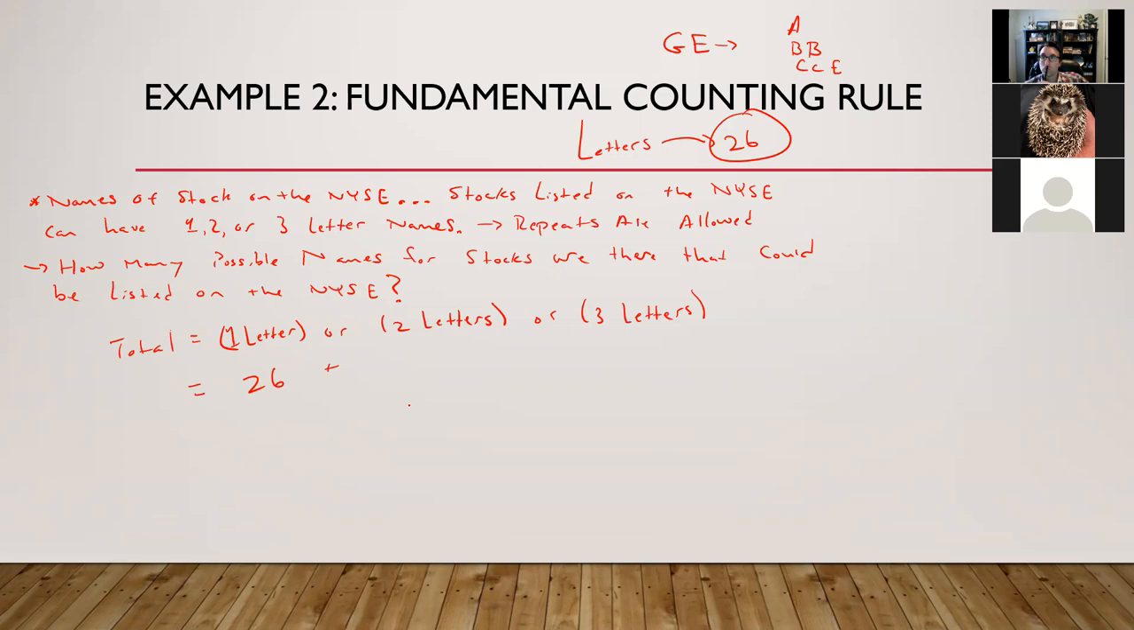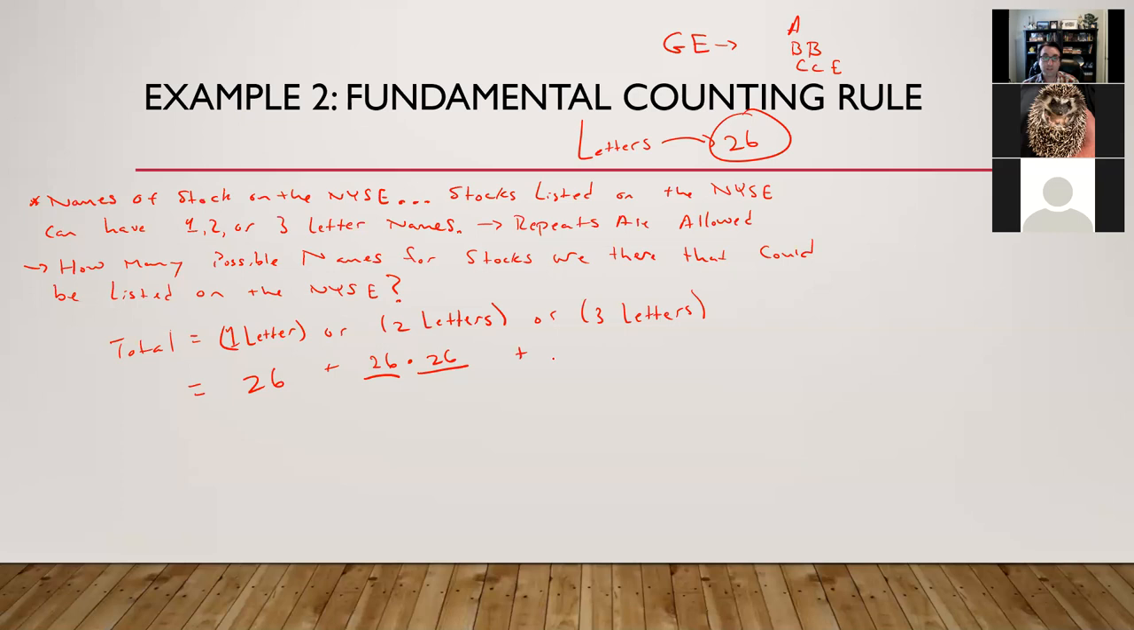Mm-hmm. Okay, so here's the thing. You have a task you need to complete, and this task consists of a sequence of events, okay? And it consists of two things, okay? The first thing you need to do is select the first letter, okay? How many different ways could you select the first letter? Well, 26, yeah. Now you need to select the second letter. So you're going to multiply to count the total number of ways you could do this. So if repeats are allowed, how many possible ways could you select the second letter? Yeah.